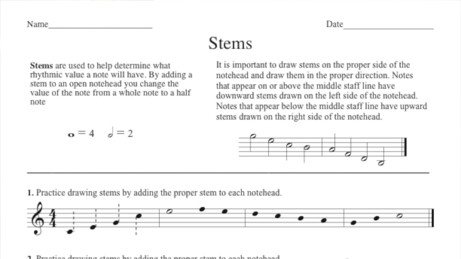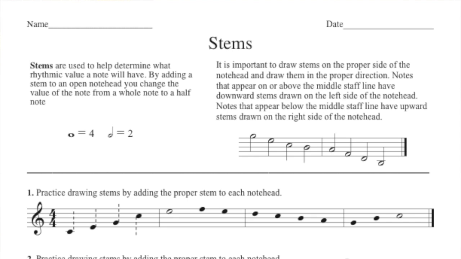Stems are used to help determine what rhythmic value a note will have. By adding a stem to an open note head, you can change the value of that note from a whole note to a half note. So if we just see a note head by itself, with no stem, we know it's a whole note, it gets 4 beats. If we see a note that's not filled in, but then we add a stem to it, it automatically becomes a half note, and that gets 2 beats.